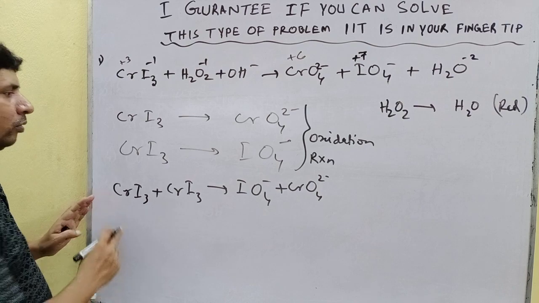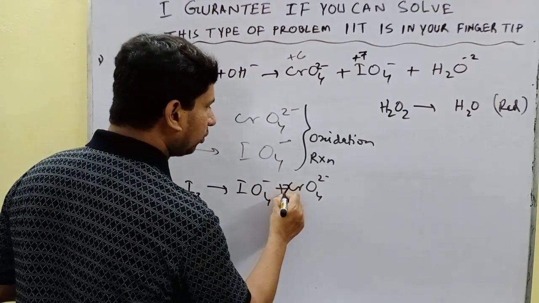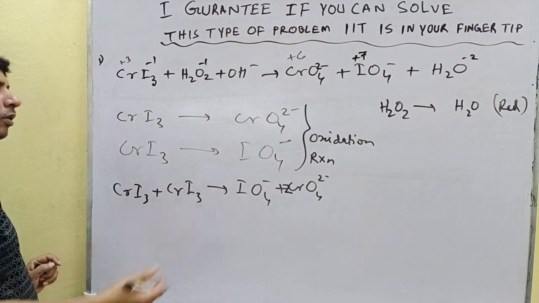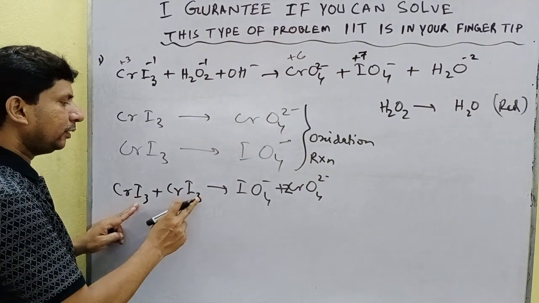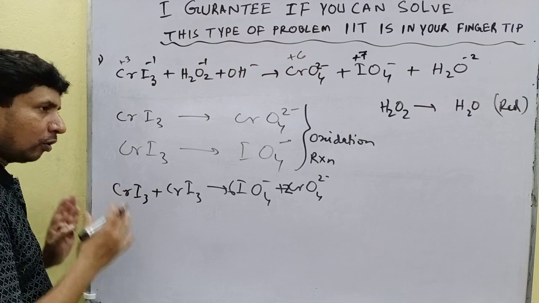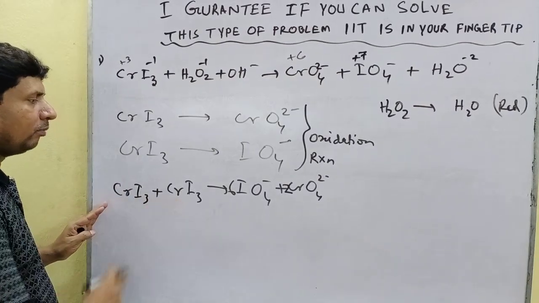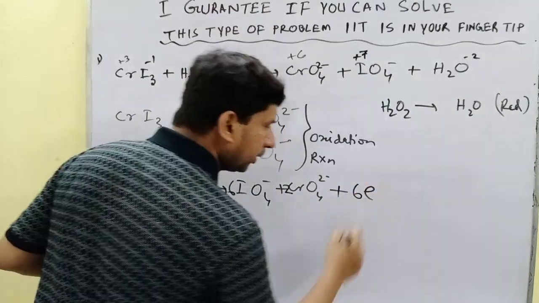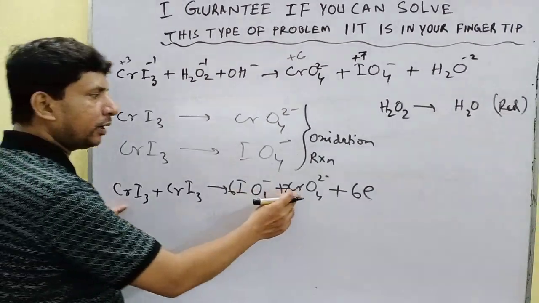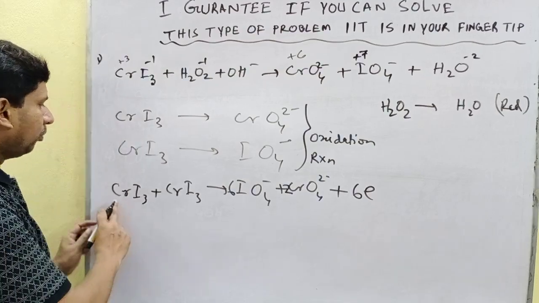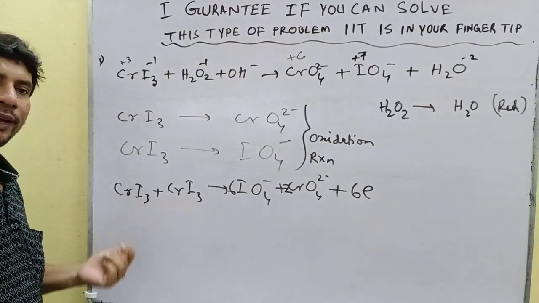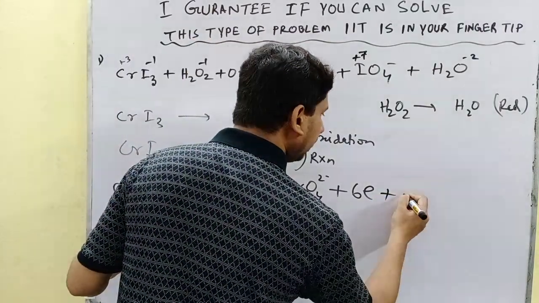Now there is one chromium on the left and it should be balanced, so the left side has one chromium while the right side should have two chromium. Here there are six iodine. Now we count the total number of electron changes for chromium. For two chromium the total is six electrons; chromium loses 6 electrons and gets plus 6 oxidation state. And how many electrons do the 6 iodine lose?